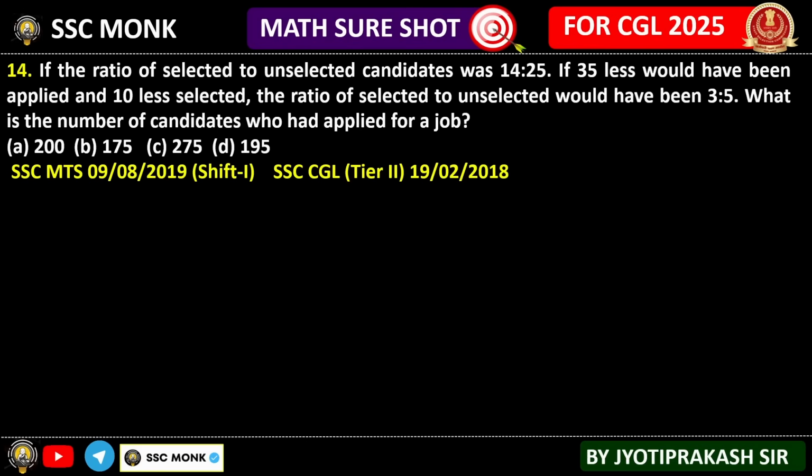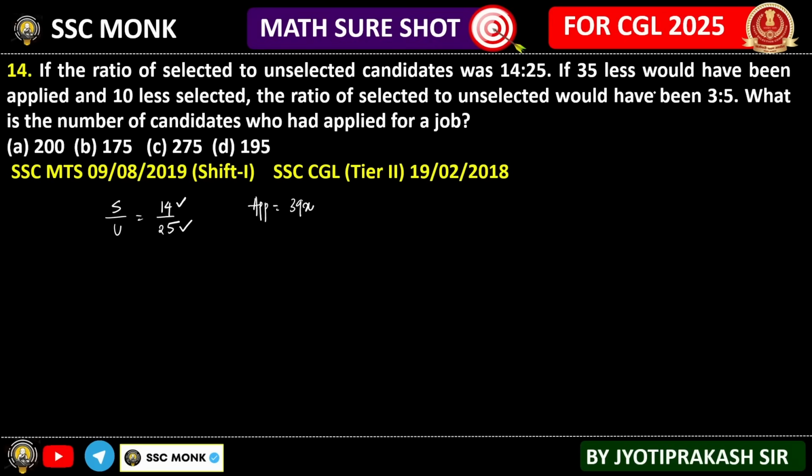Selected candidates to unselected candidates is 14:25. If 35 fewer had applied and 10 fewer were selected, the ratio of selected to unselected would have been 3:5. What is the number of candidates who applied? Now see, if selected is 14 and unselected is 25, the total application was 25 plus 14, that is equal to 39.